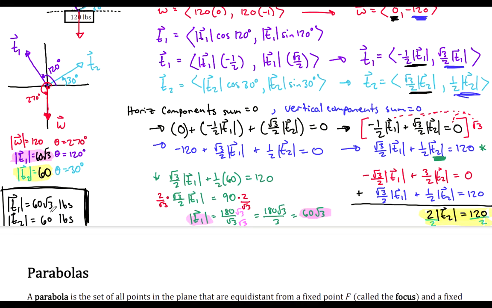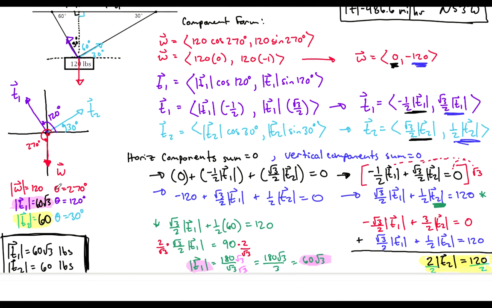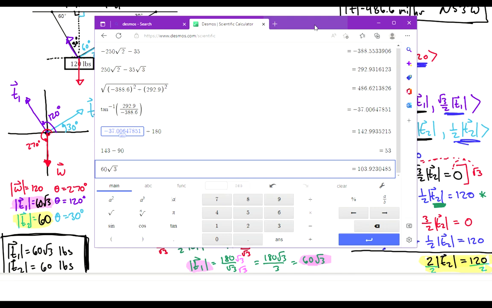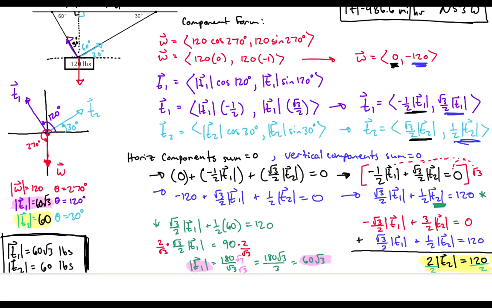And if we need to change them to decimals, that's fine. If we did change them to decimals, one last thing about this. I'm just going to type in 60 square root 3 to the side. Over there, I'm going to round it, so that one is 104 pounds. Notice that these two numbers, the 104 and the 60, do not add up to 120, which was the weight. That's fine. It shouldn't.